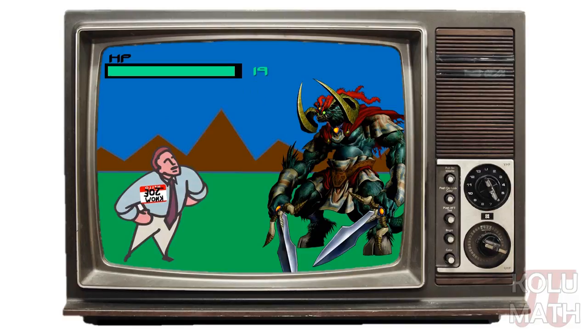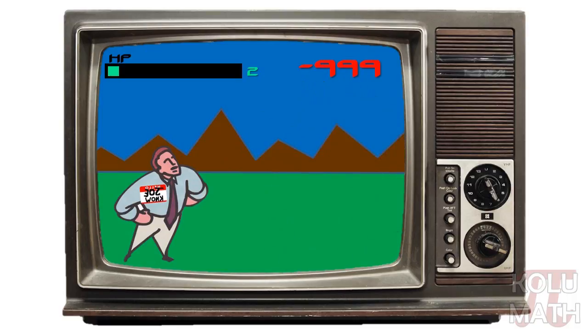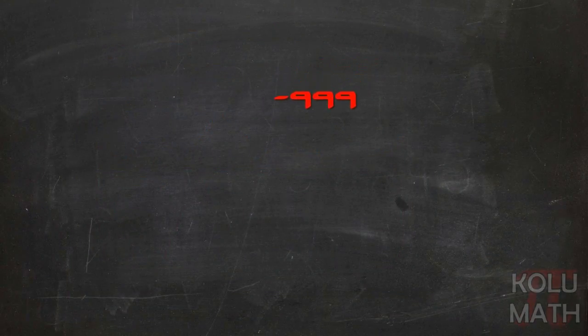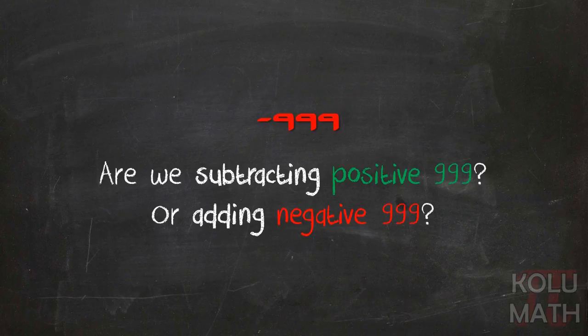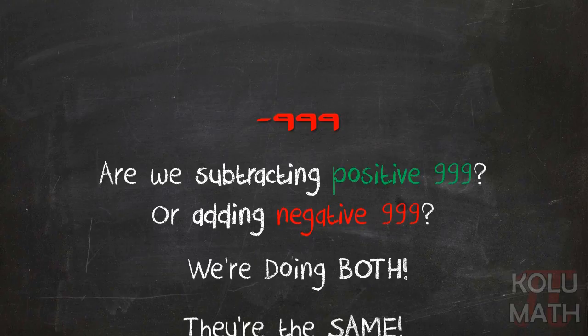The enemy may choose to attack with a bigger attack, a more devastating attack, and that might seriously affect Joe's HP. But you guys know Joe. He can take out any enemy with his massive skills. But the question keeps arising to me when I see these numbers pop above their heads. Are we subtracting a positive 99 or are we adding a negative 99? Did that just blow your mind? Well, actually we're doing both because they're the same.